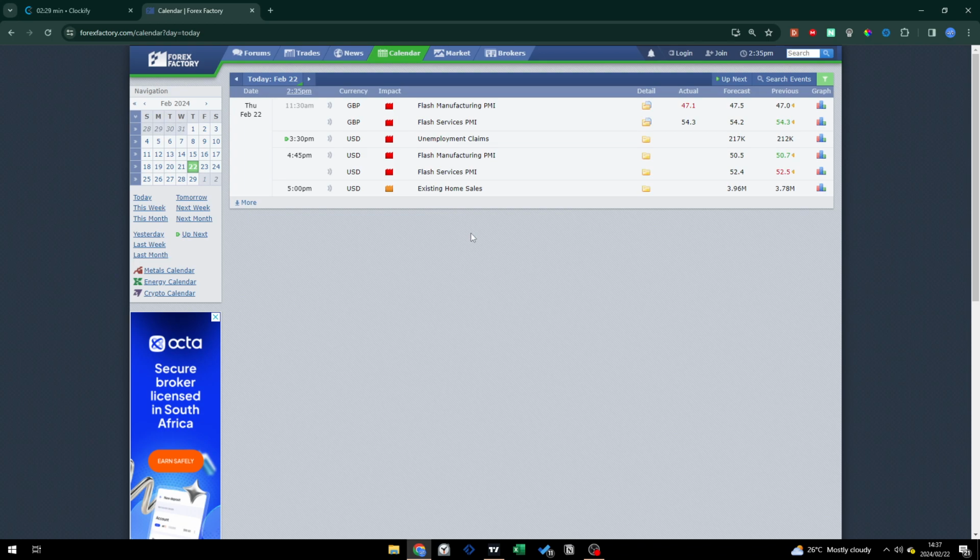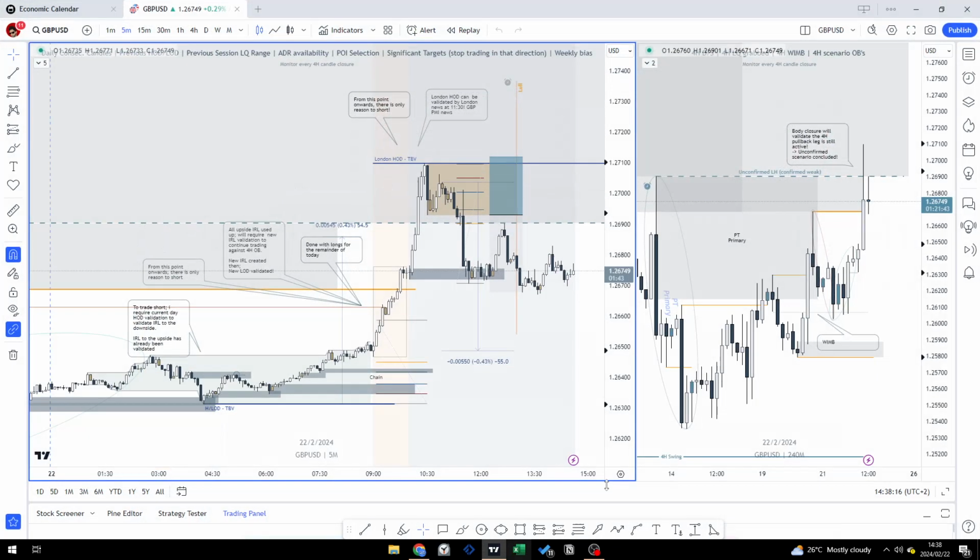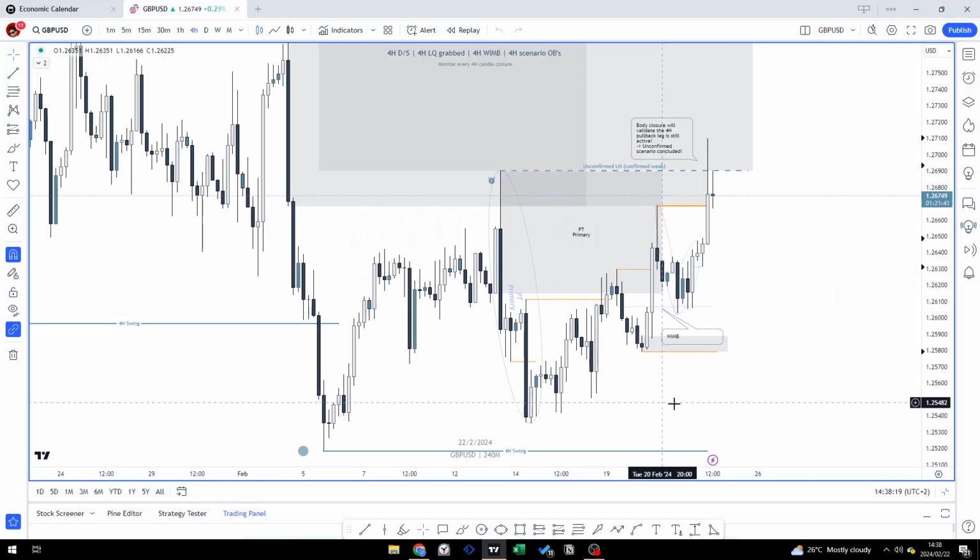coming out subsequently. In terms of where we are after the London session, my bias is purely to short, and for that to happen I need USD news to be conclusively short, or at least mixed after a New York validation of the London high of the day. Having said all of that, let's move on to the chart, starting off with the 4-hour.